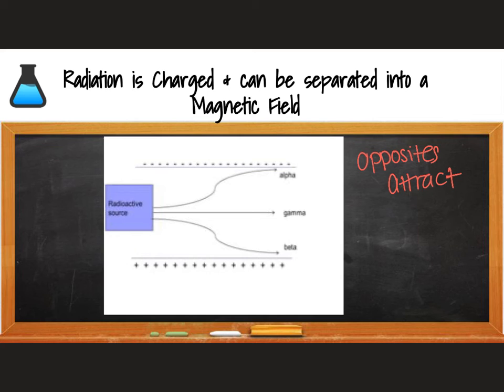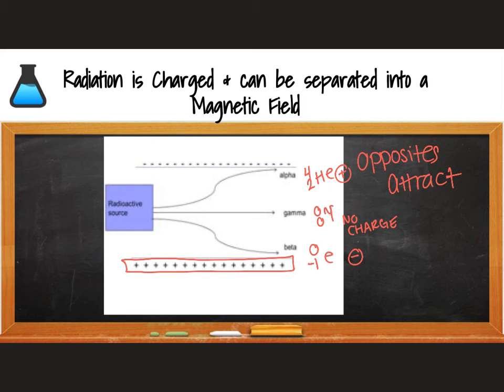Now, just to break down the particles, we know that alpha is 4 over 2 He, gamma is 0 over 0 gamma, okay? So gamma has no charge. Alpha is very positive, okay? Beta is 0 over negative 1 e, so beta is negative. So when we're talking about what's going to go where in a magnetic field, the beta particle is obviously going to go towards the positive end of a magnetic field because opposites attract. A negative beta particle is going to go towards the positive end of a magnetic field.